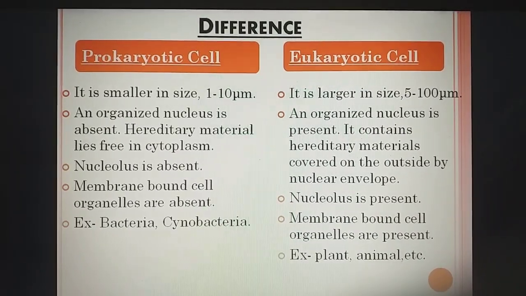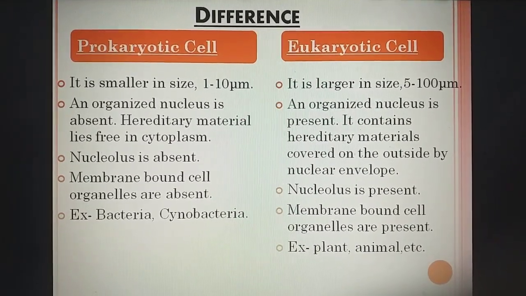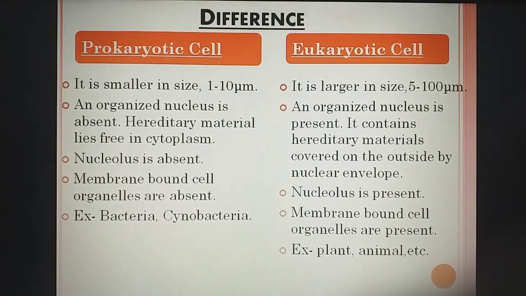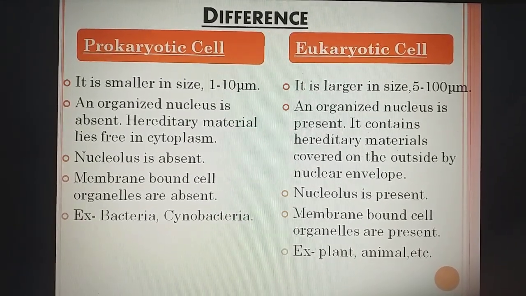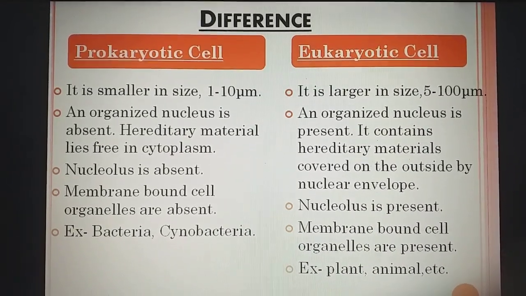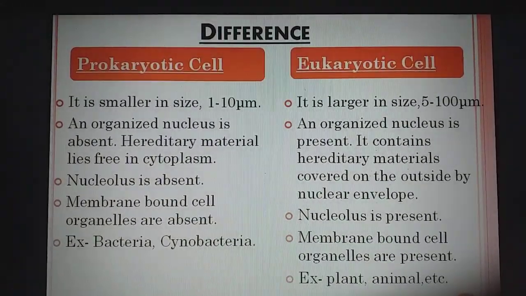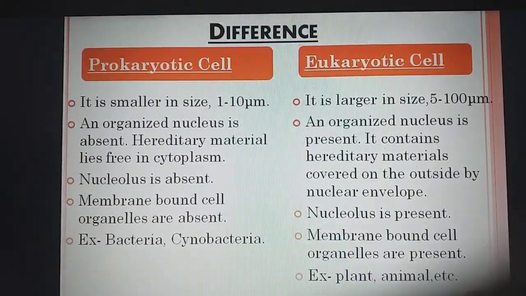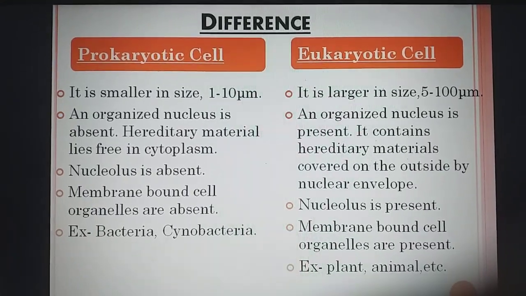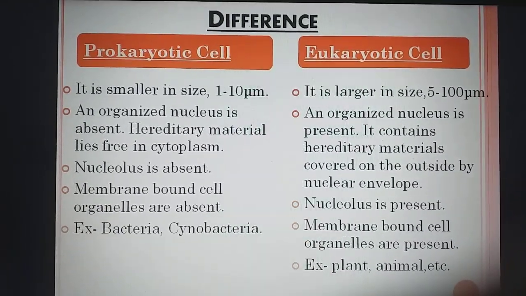Now, according to the presence of a well-defined nucleus or absence of a well-defined nucleus, the cell is divided into two types. That is the prokaryotic cell and eukaryotic cell. Pro means primitive, karyotic means nucleus. So organisms which have the primitive type of nucleus are known as prokaryotes, and that type of cell is known as the prokaryotic cell.